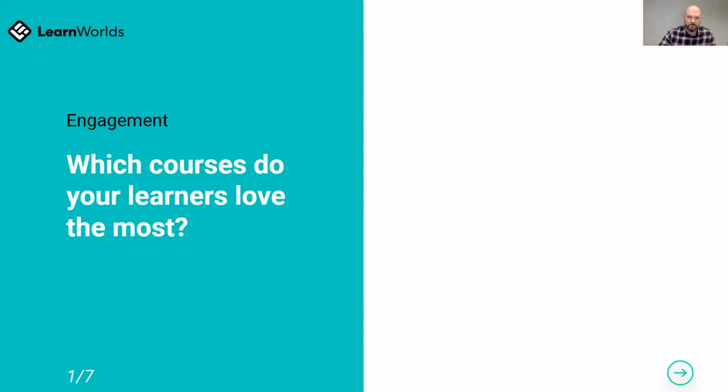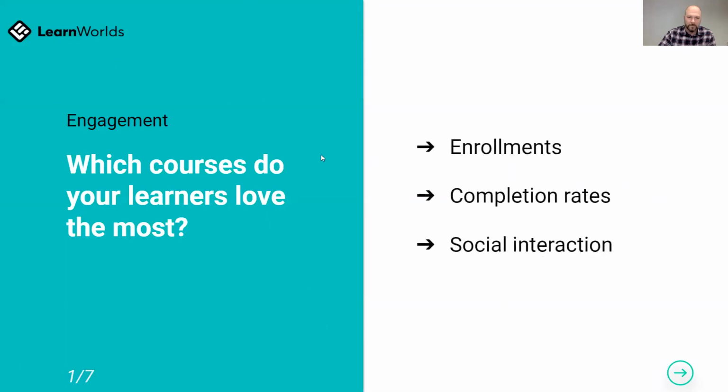So let me start with what looks like an easy question, but can be tricky. Brett, which courses do your learners love the most? How do they find out? Obviously, there's a couple different areas that we want to look into. We want to look into enrollments. We want to look into the completion rates, and even sometimes the social interaction of our courses.